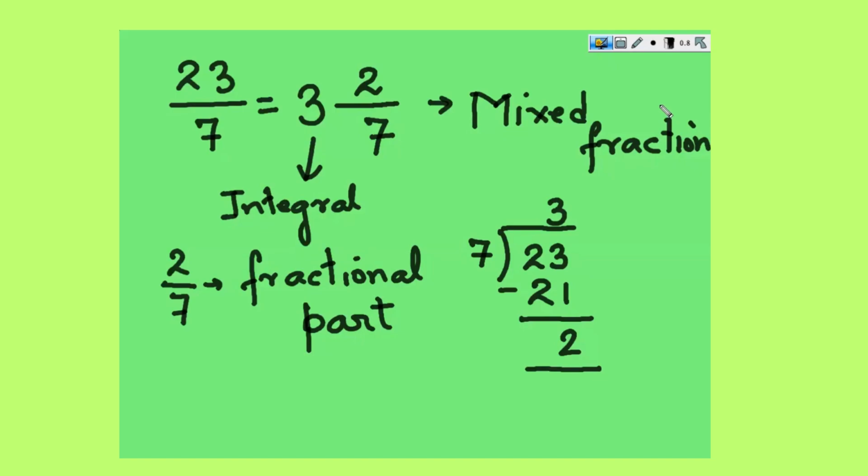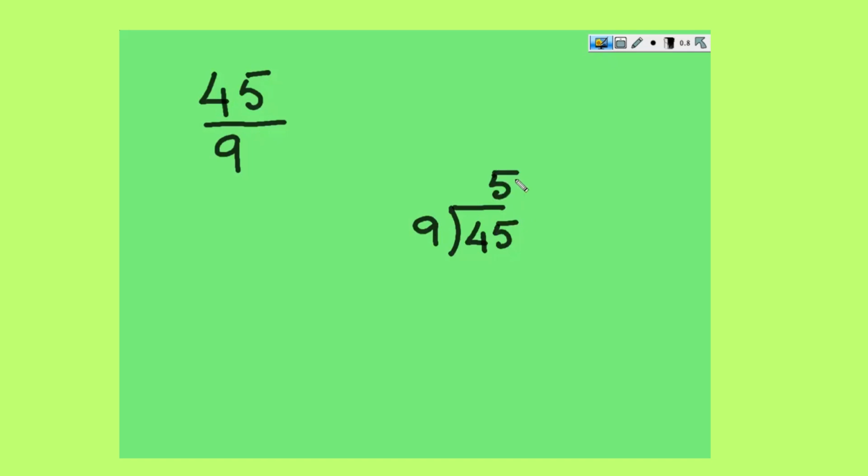So let's take another example and we'll hopefully understand converting an improper fraction into mixed. Let's write it down: 45 out of, say, 9. Now see, please pay attention to this. I normally divide it. We all know 9 fives are 45, and there is no remainder over here.